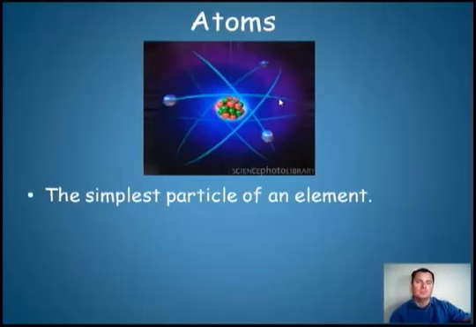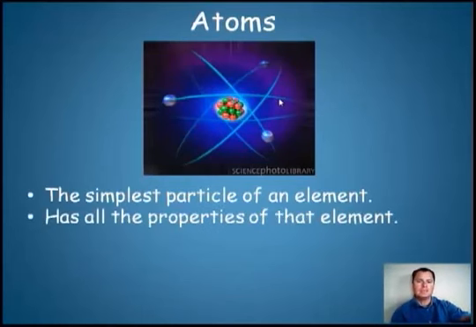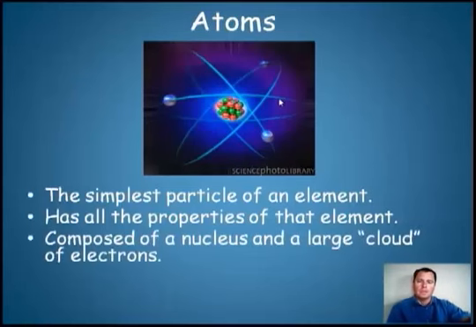The first thing we should do is simply define an atom. An atom is the simplest part of an element. It contains all the properties of that element, both physical and chemical properties. And all atoms of the same element are virtually identical. There are some slight variations that we'll talk about as we go on, but for the most part we can consider them to be identical. Now, atoms are composed of a nucleus and what we call a large cloud of electrons outside of the nucleus.